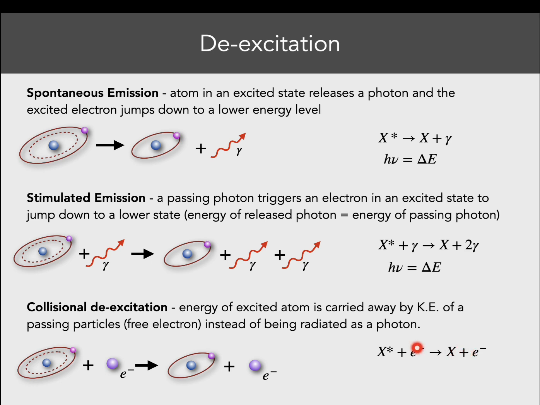And now what's happening is that you're not emitting a photon anymore. What's happening is that the particle that's coming by is carrying away the extra energy that was stored as potential energy here in the atom. So this electron is going to have more energy than it started out with. And the way that you can see that is here. So again, the energy level difference just equals the difference in kinetic energies of that colliding particle.